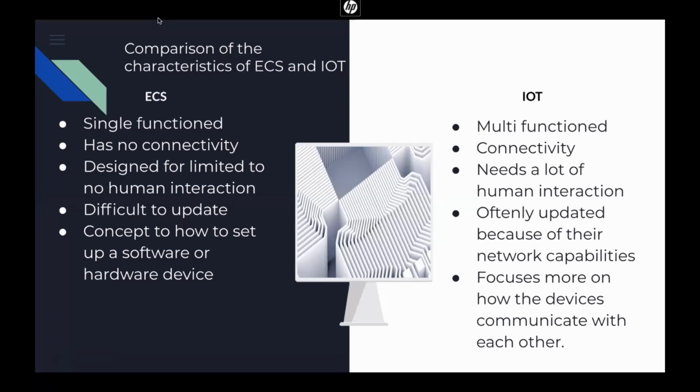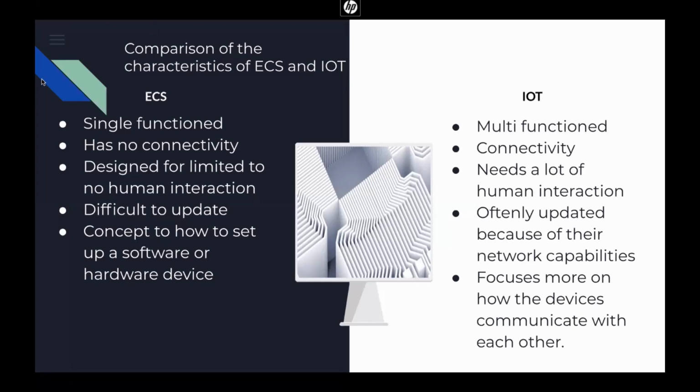Designed for limited human interaction, meaning that the ECS doesn't have a UI for the user to interact with, since it's only meant to perform one task only. And for the IoT, it has a UI, for example, a smart home system that the user can use to change the temperature and whatnot.